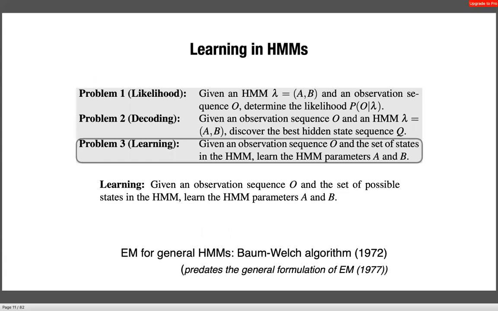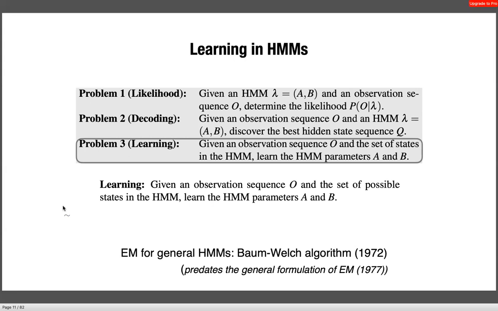Now in this module, we're going to focus entirely on how we learn the HMM's parameters. That is, how do we learn the transition probabilities between the states and the emission probabilities at the states for the observations. So the problem is stated as follows. Given an observation sequence O and the set of possible states in the HMM, meaning that you've already decided what the HMM topology is, how many states it has, how many transitions you're going to allow, and so on, and given these specifications, how do you learn the HMM parameters A and B?